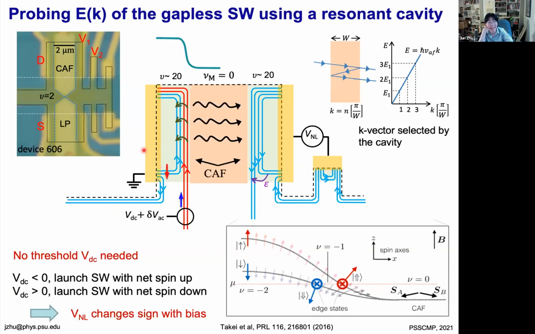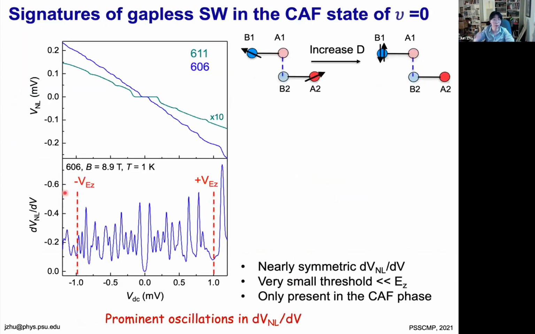Now, compared to the EZX ferromagnet, the CEF state supports spins that point this way by rotating one way, and spins that point this way by rotating the other way, right? So if we change the DC bias, we launch these two different kinds of spin waves carrying different spins. What that means is that the non-local signal would also change sign as a function of bias. So we expect VNL itself to be an odd function of bias, and then the differential signal becomes an even function of bias. And that's indeed what we see experimentally.